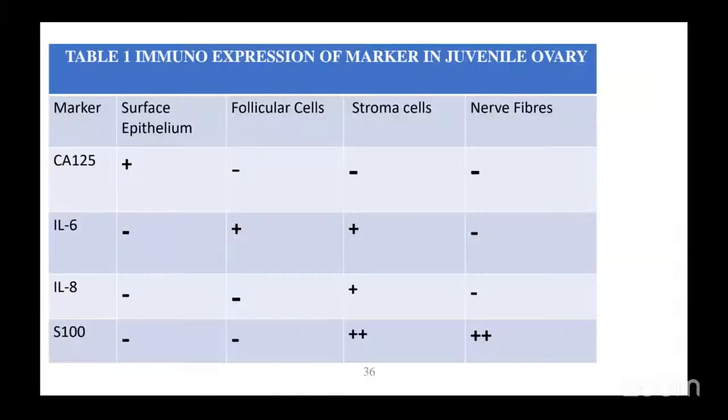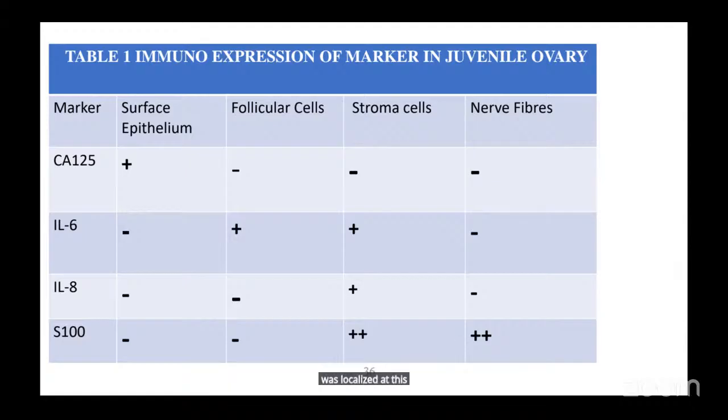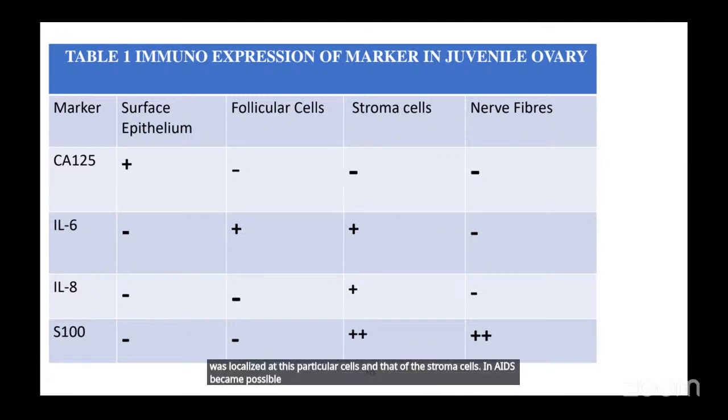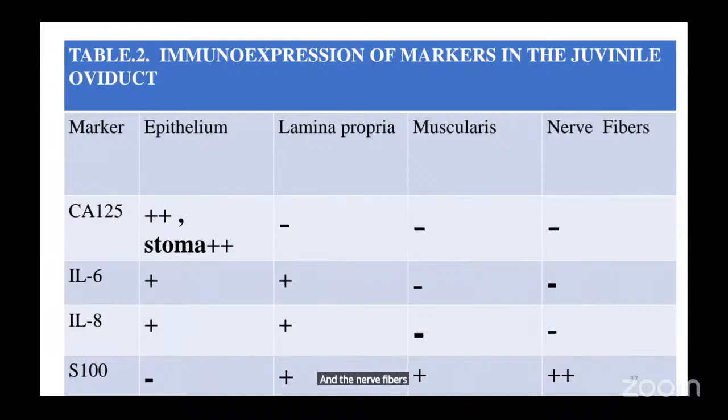The table here summarizes the immunolocation of the biomarkers. The cancer antigen 125 was localized at the epithelial cells of the ovary. Interleukin 6 was localized at the follicular cells and the stromal cells. Interleukin 8 was localized at the stromal cells. S100 was localized at stromal cells and the nerve fibers. In the juvenile oviduct, cancer antigen 125 was localized at the stromal cells.